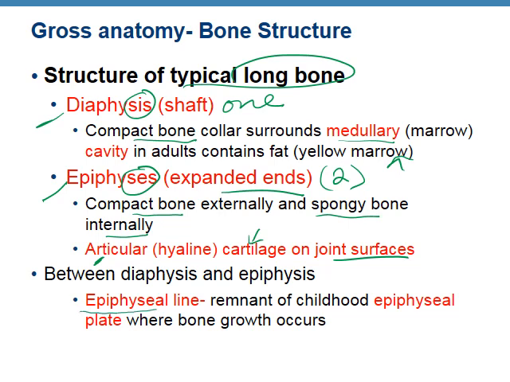And you're going to see something called an epiphyseal line. And I'll point this out to you. It is the remnant or the remaining of the epiphyseal plate. So basically, if you have an epiphyseal plate, you're able to grow bone. If you have an epiphyseal line, you are now an adult and that period of bone growth has ceased.